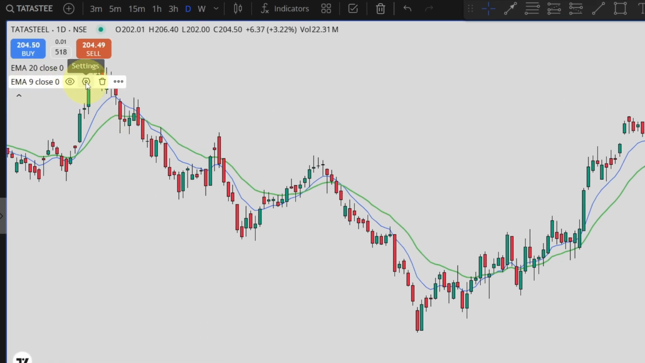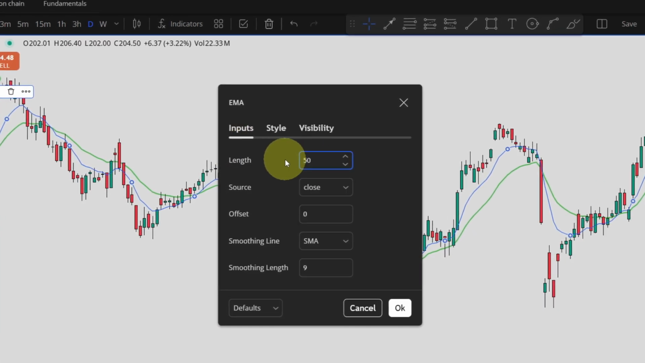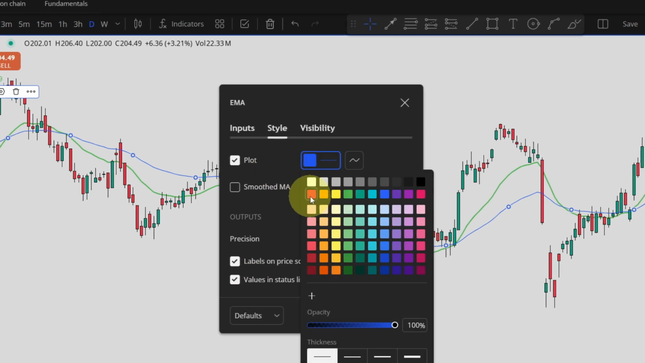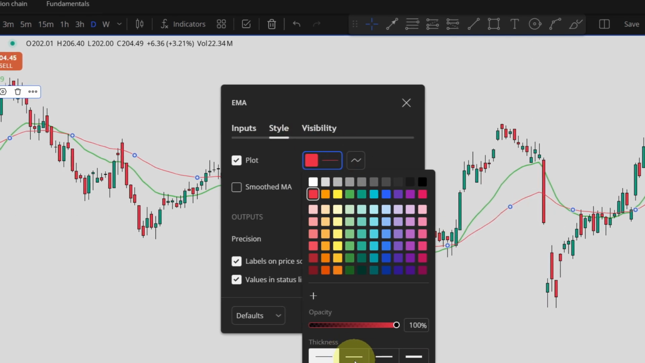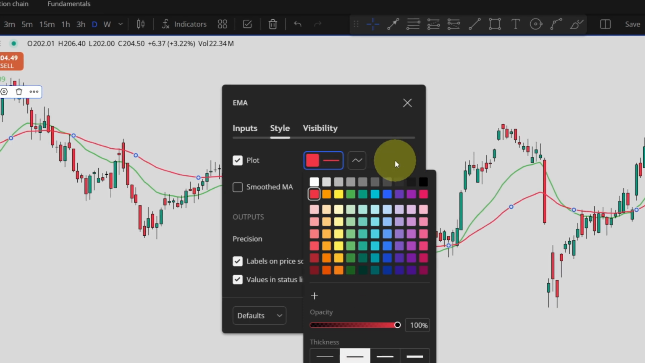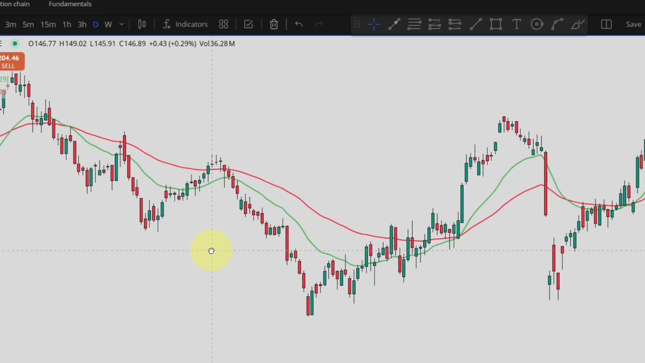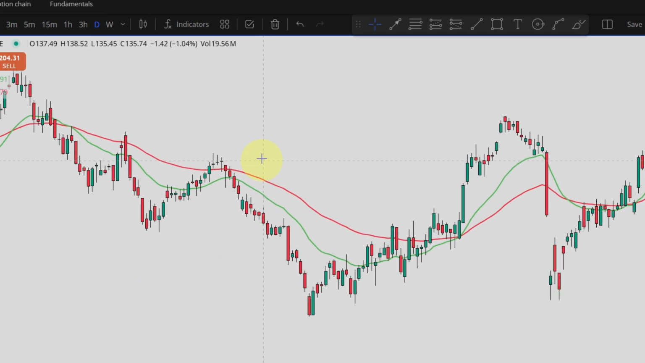Let's plot EMA 50. For this, we have to click this gear icon again. Go to the inputs, select 50, go to the style tab, color icon, and we are going to take this red color because this is going to be our slow EMA. And we will make it thicker by selecting this option. Click here and click OK. Now you can see we have successfully plotted our two EMAs on our chart. Let's hide the chart for better understanding.